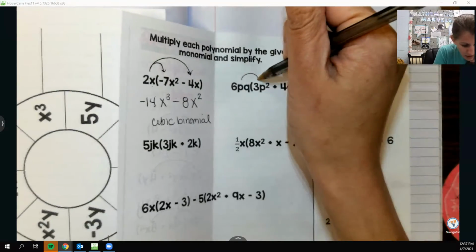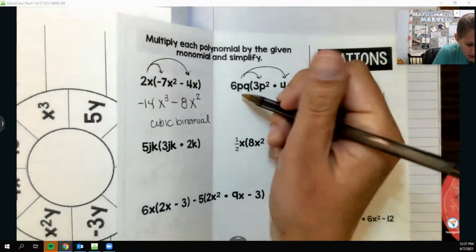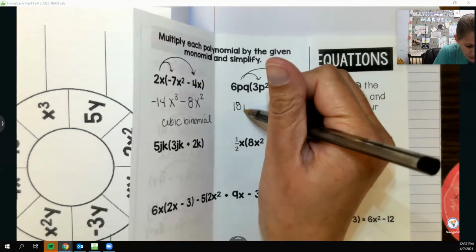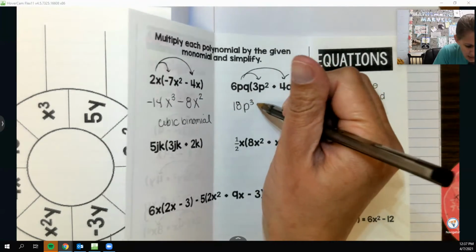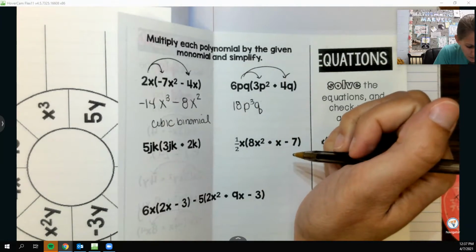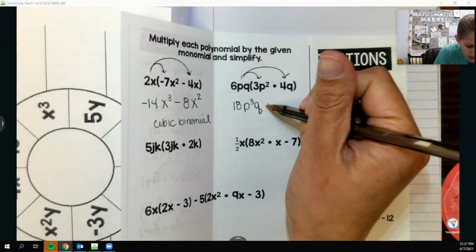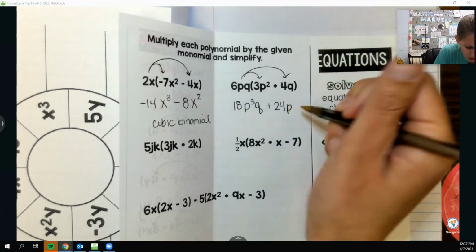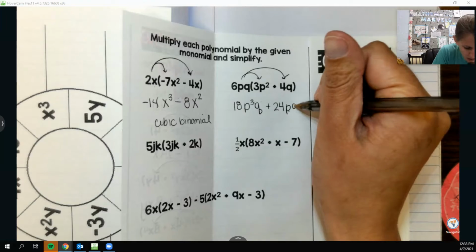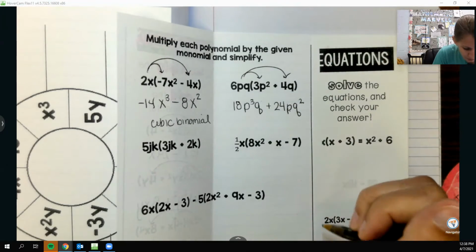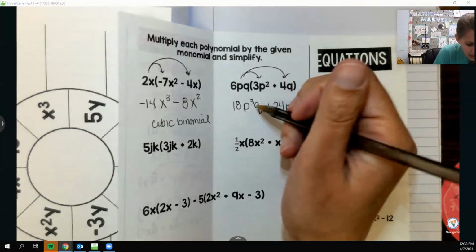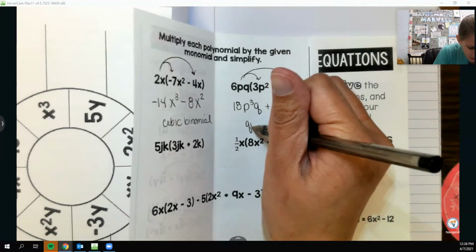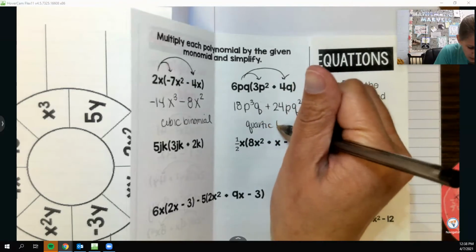On this next one here, we're going to distribute. So 6 times 3 is 18. P times p squared, we're going to have 3 p's, and then just a single q. Then 6 times 4 is 24. There's no p to add it with, so it's going to stay p, but then q times q is q squared. This is in standard form, and it would be a quartic, because 4 is the biggest, binomial.